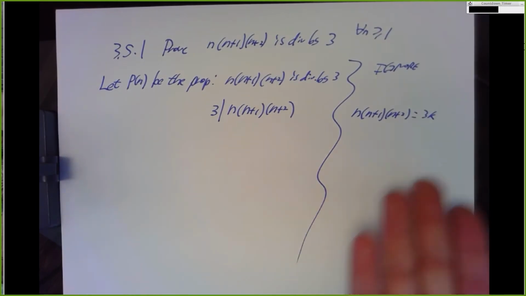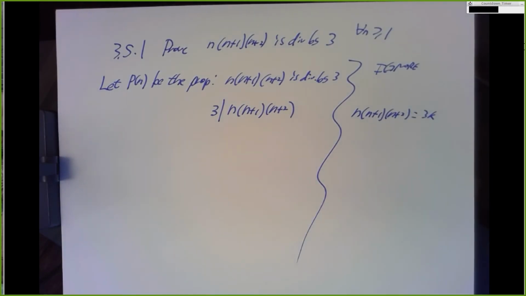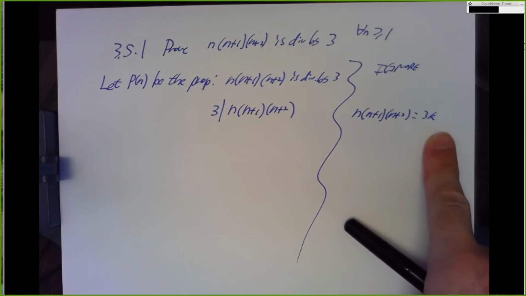Because I can write anything as 3 times something. I can write pi as 3 times something, right? What's really interesting is that this something can be an integer. Okay, so that's the significant part.